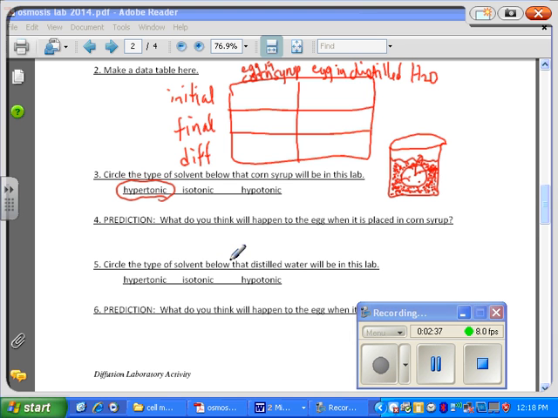Then circle the type of solvent below that the distilled water will be in this lab. Here's a beaker with distilled water in it. You put your egg in it, and there's the distilled water. The egg is really ugly, sorry. Anyway, it has some dissolved stuff in it. Out here, it's pure water, so there's nothing dissolved in it. That means there's less dissolved stuff than in the egg. The word for less is hypo, like hypothermia means you have less body temperature. So hypotonic means there's less dissolved stuff in it, which means there's a lot of water there. Water goes high to low, which means it's going in. Right here, you're going to tell me whether the egg is going to shrink or swell.